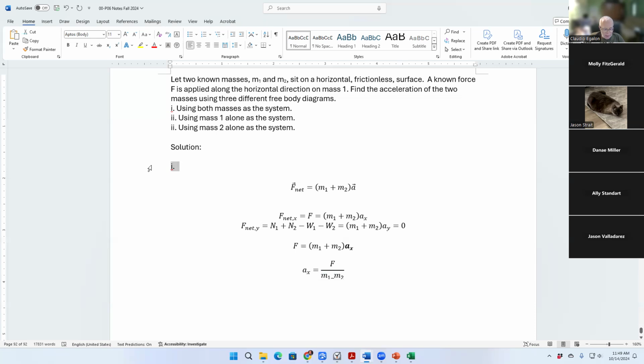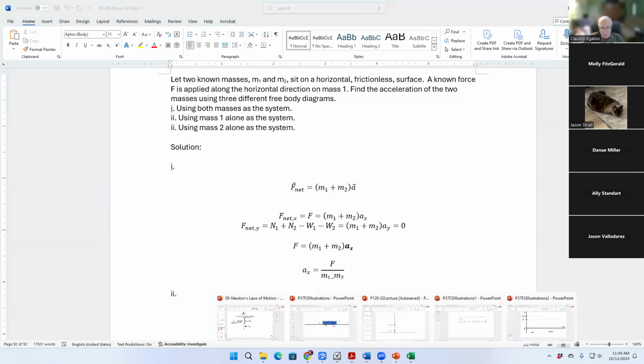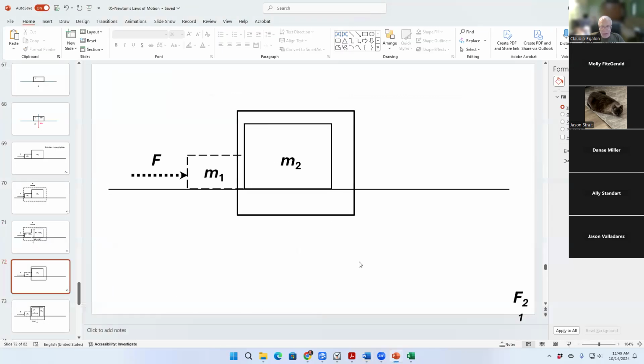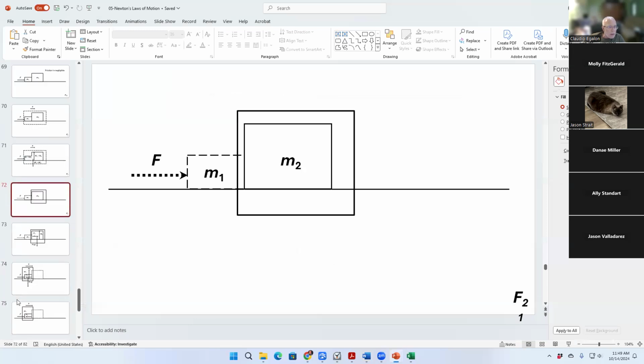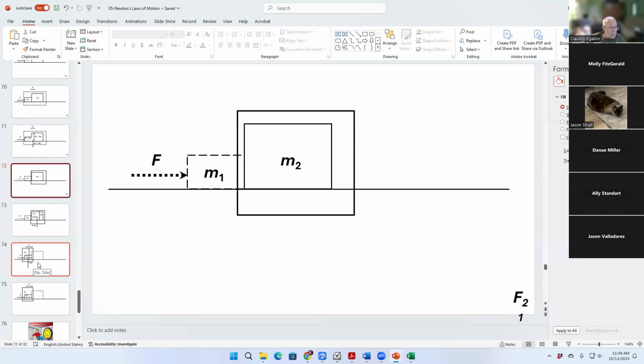What about the second, a second different way of solving this problem, right? Using mass one alone as the system. Well, so the solution is illustrated right in here. I want to do this one first.